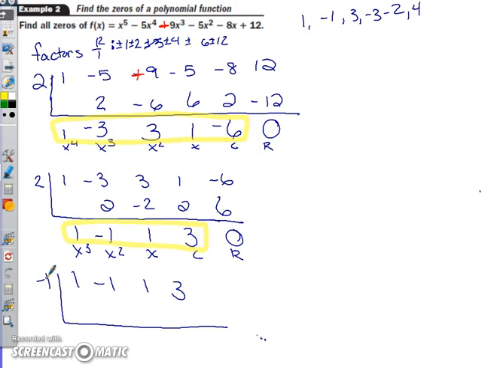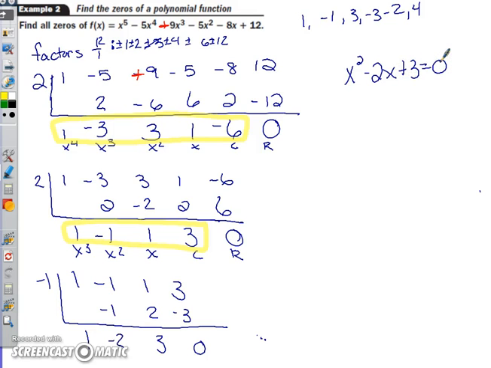So this is a negative. All right, so drop down the 1. -1 times 1 is -1. This is -2. -1 times -2 is a +2. That gives me a 3. -1 times 3 is a -3, which gives me a 0. All right, that gives me x squared minus 2x plus 3 equals 0.